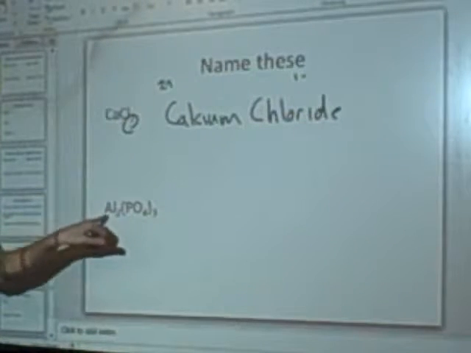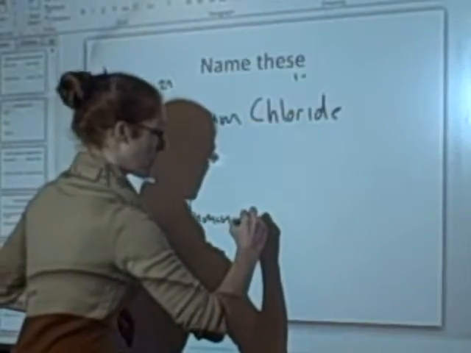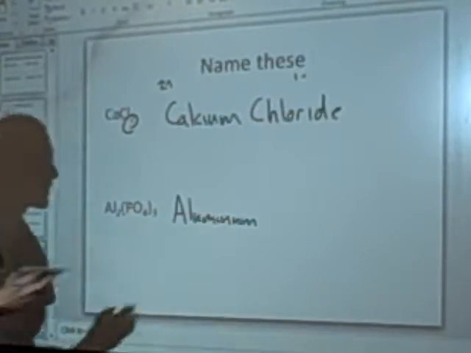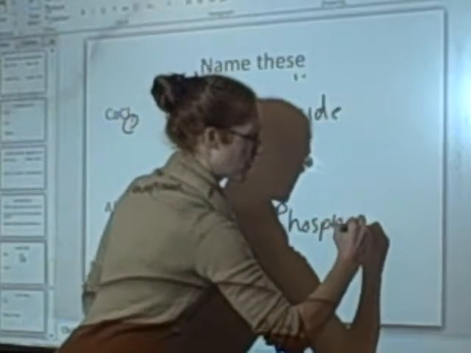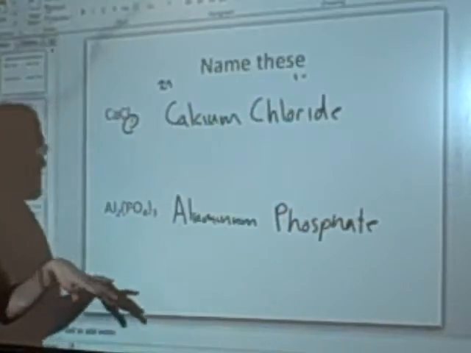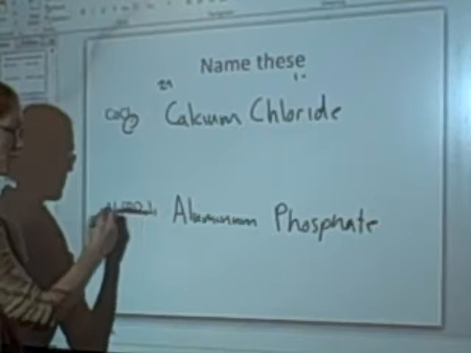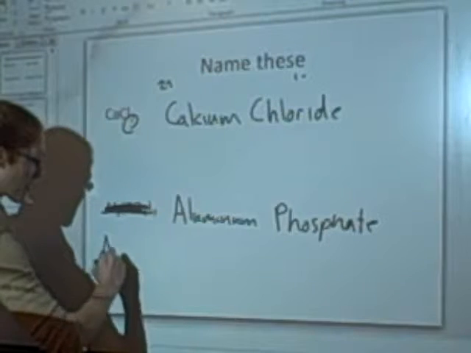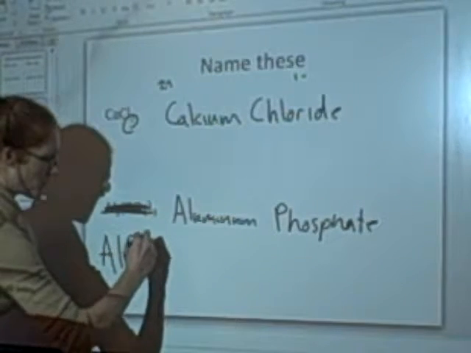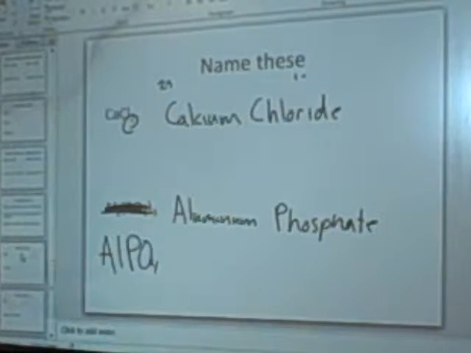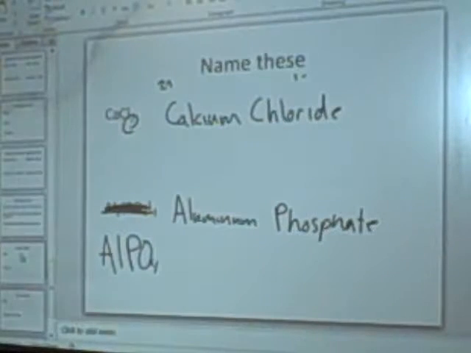Here, look at this guy, that's aluminum. Al is aluminum. PO4 is phosphate. Okay, and since I already know that, oops, this is a bad formula. I know aluminum is a 3+, so I know that I'm going to have 1 phosphate for 1 aluminum. So that's already good. AlPO4 is aluminum phosphate.